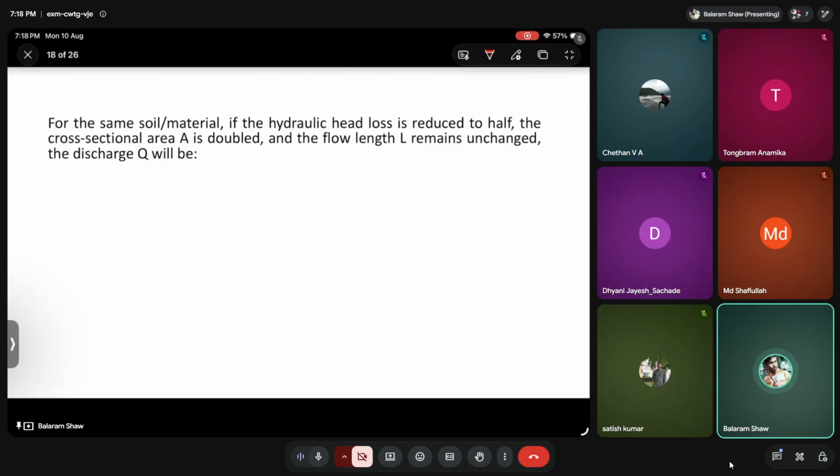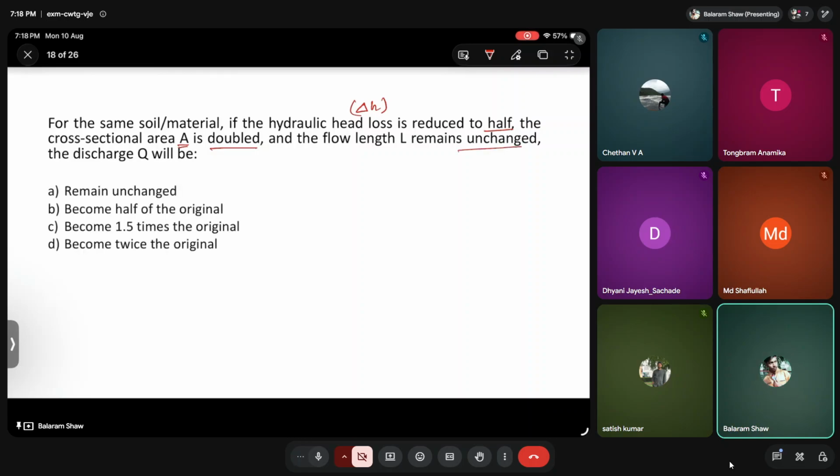Moving to the next question. For the same soil or material, if the hydraulic head loss, let's say del H here, is reduced to half and the cross-sectional area A is doubled and the flow length L remains unchanged, then the discharge Q will be. Your options are these. Can anyone tell me what would be the answer? Just to note that we know that Q is proportional to A into del H by del L.